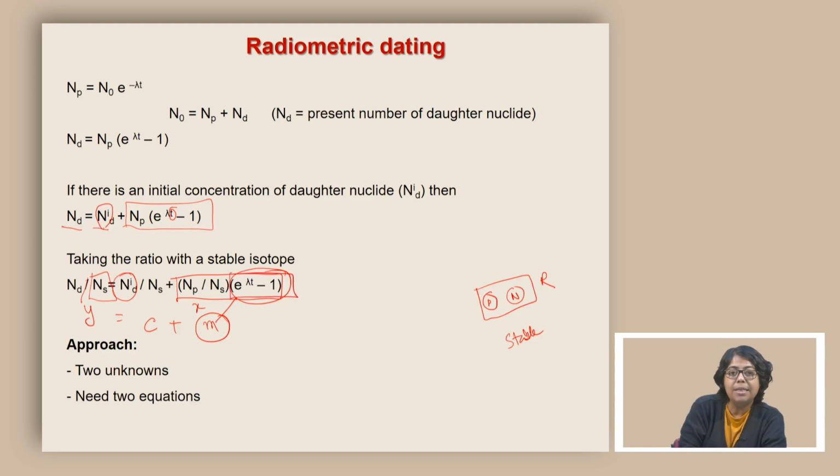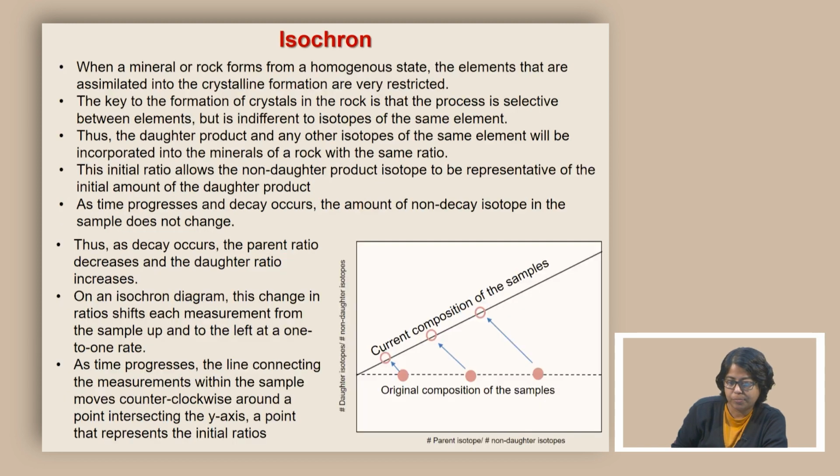So, now let's see how we can get multiple values for these two parts, and then we can create multiple lines which can either intersect or give us a slope. And the way to do it is through using isochron. When a mineral or rock forms from a homogeneous state, the elements that are assimilated into the crystalline formation are very restricted. The key to the formation of crystals in the rock is that the process is selective between elements, but is indifferent to the isotope of the same element. So, they will maintain some sort of a balance.